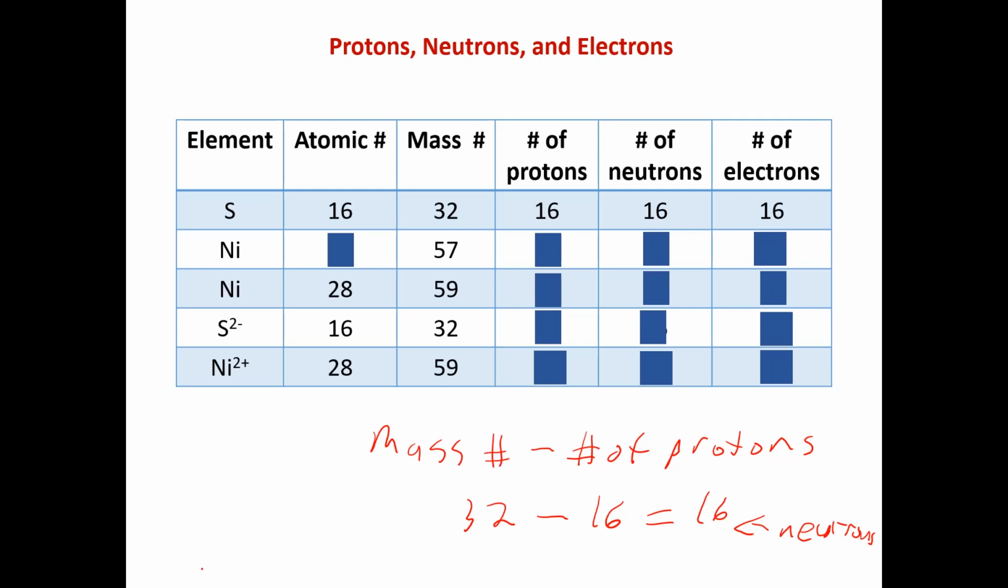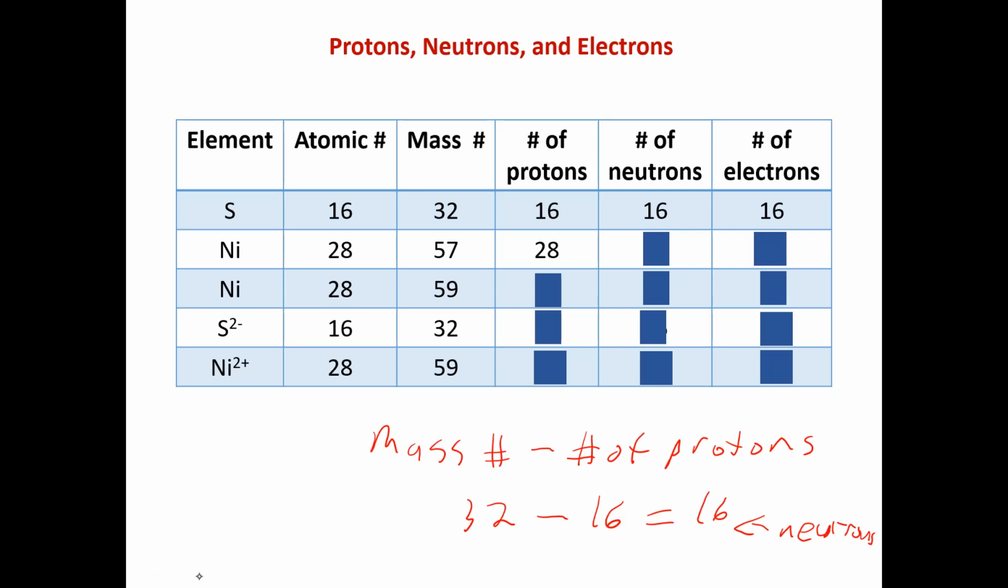Now, what if you're not given the atomic number? Well, we can look that up on the periodic table. The atomic number is the whole number that's usually written above the element. So if you look up nickel on the periodic table, what you'll find is that it has an atomic number of 28, which means that it has 28 protons.